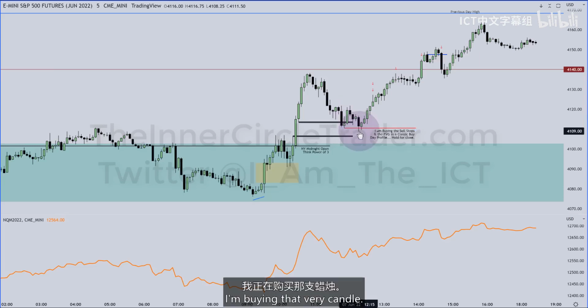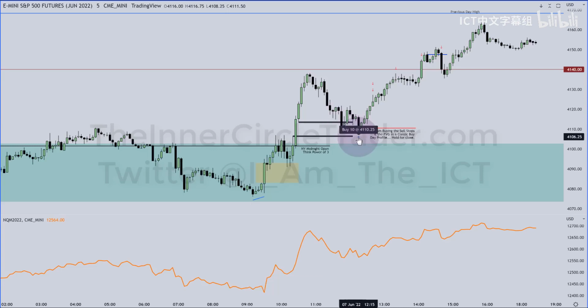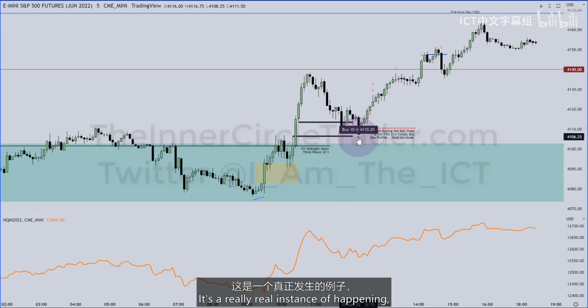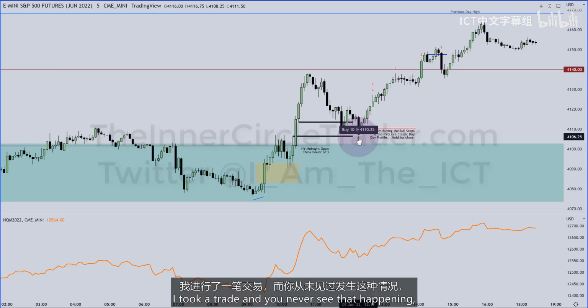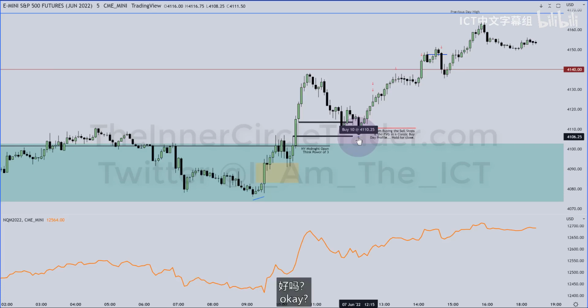It allows me to get in where the smart money will be buying. That little movement here, I'm buying that very candle. I didn't buy the next candle. I didn't buy the candle before that. I bought below that price, 41.10 and a half. I bought it at 41.10 and a quarter. The things I'm teaching you, I'm pushing a button. It's a really real instance of it happening. I took a trade and you never see that happening.